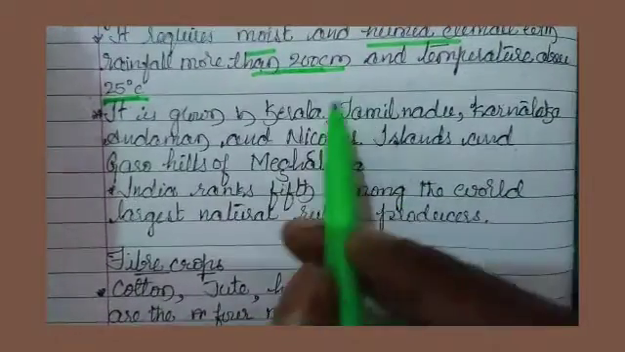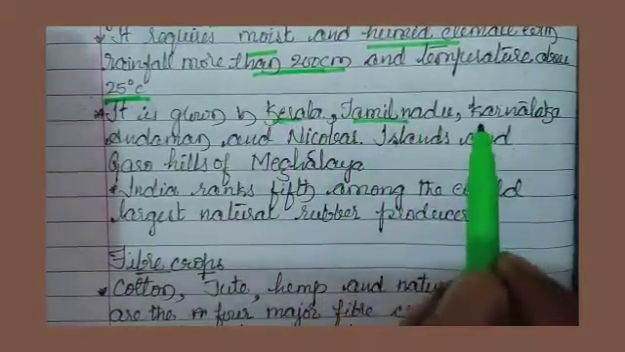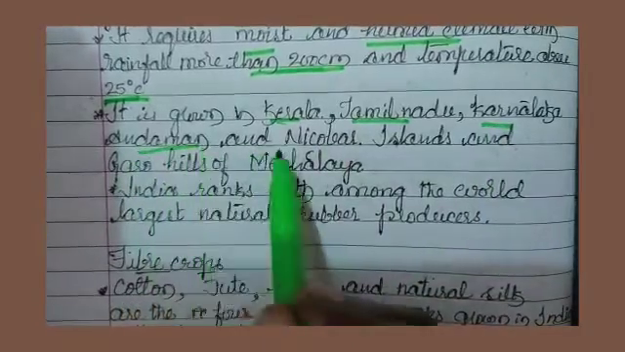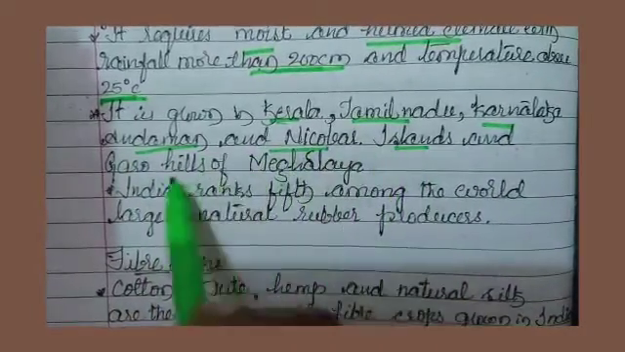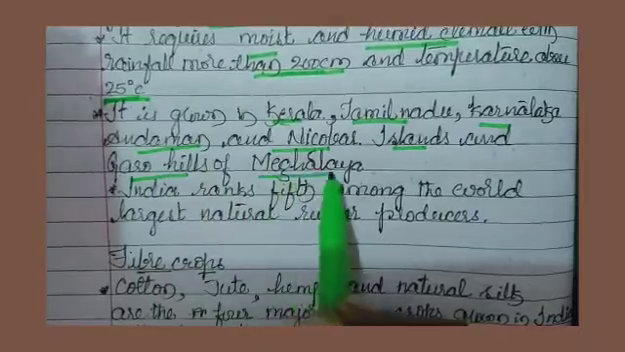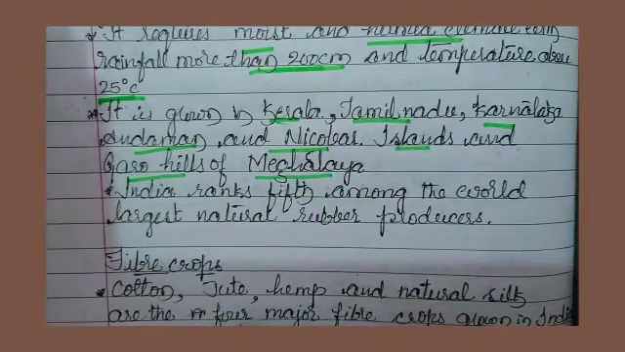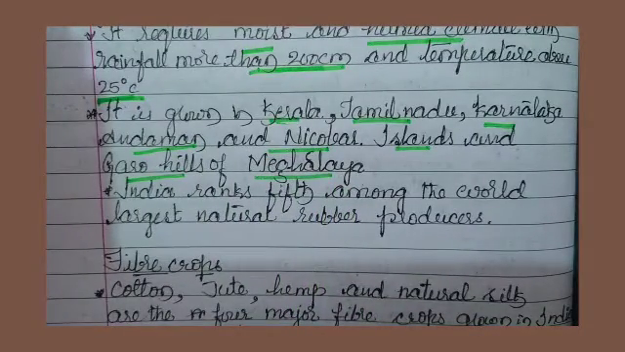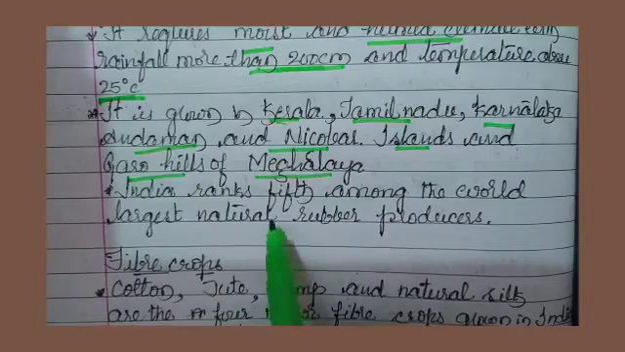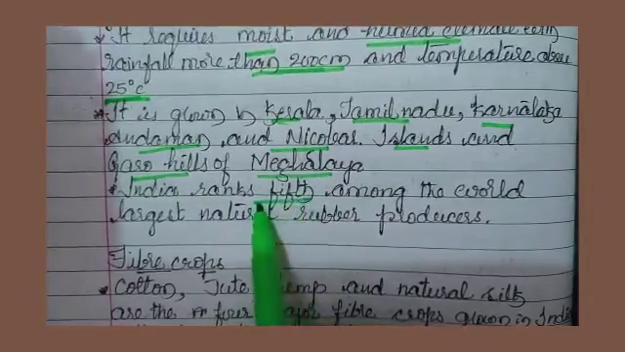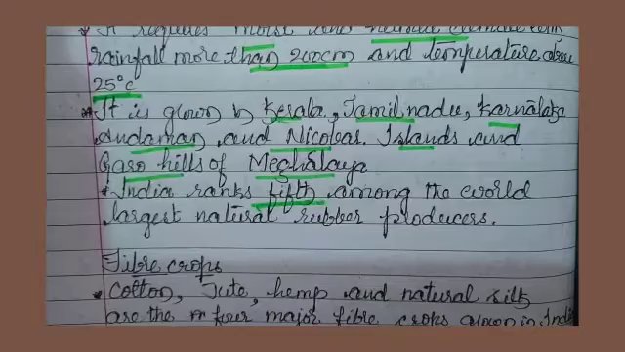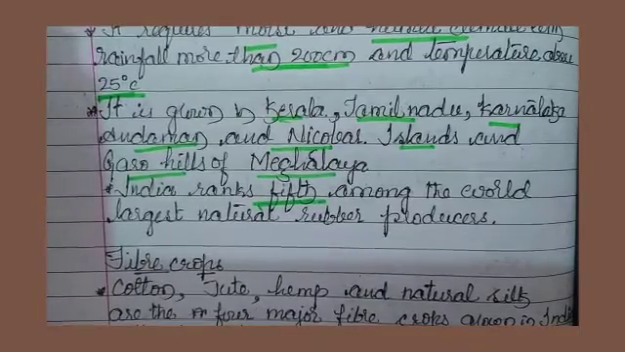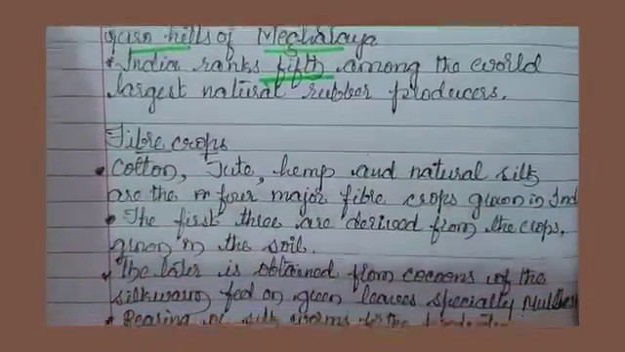Which are the major states producing rubber in India? They are Kerala, Tamil Nadu, Karnataka, Andaman and Nicobar Islands, and Garo Hills of Meghalaya. Coming to the world, India ranks fifth among the largest natural rubber producers in the world.